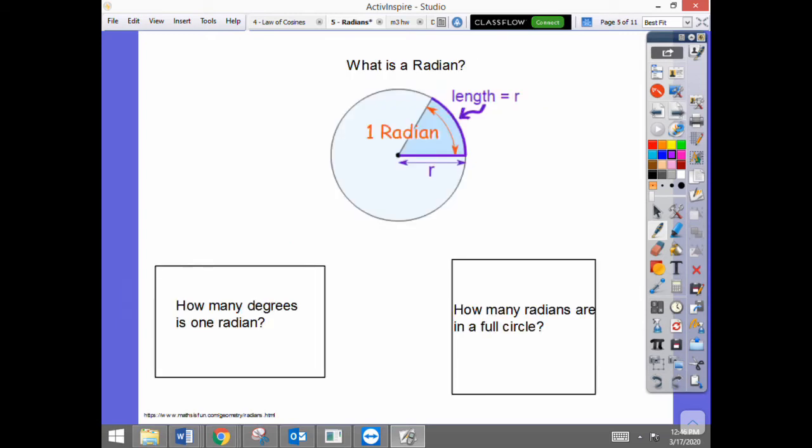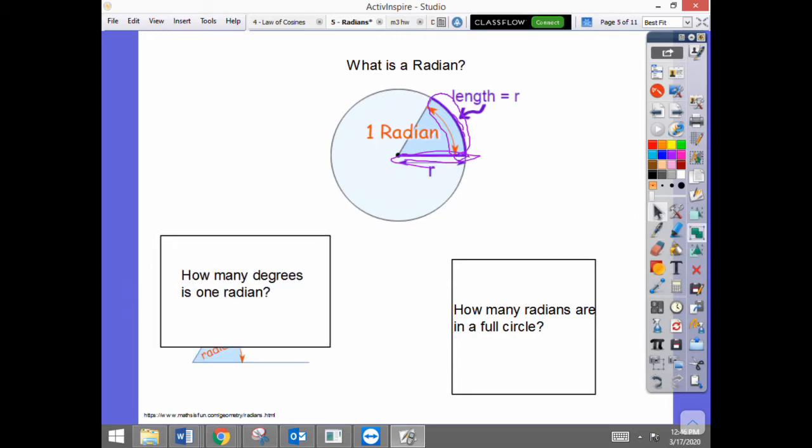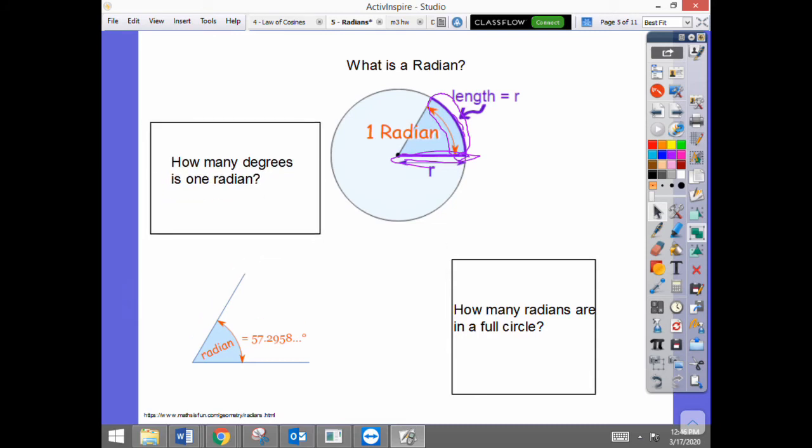So exactly what is a radian? Again, as I explained, you take the radius, lay it along the circumference of the circle, and that length right there is 1 radian. How many degrees is a radian? So 1 radian is approximately 57.2 degrees. So if we say about 57 degrees, that's about how much 1 radian is.